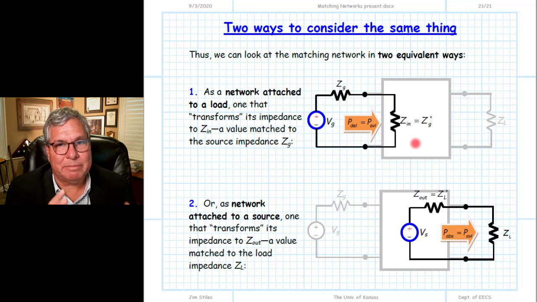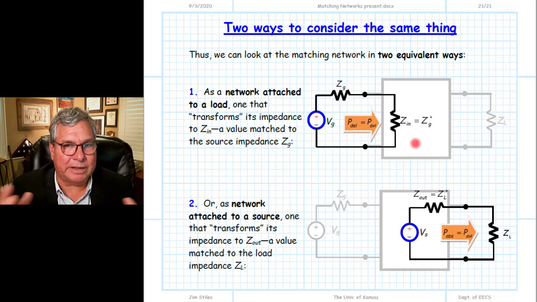All right, so make sure that you don't get those two confused. A big mistake in this class is that students make them synonymous. Oh, every lossless network is a matching network. No, only one of all possible lossless networks is a matching network for a given source and load.